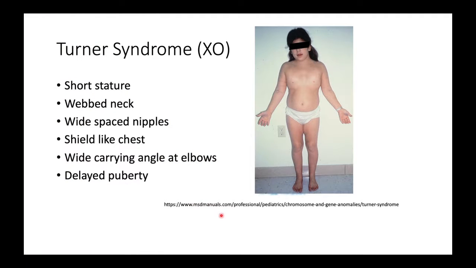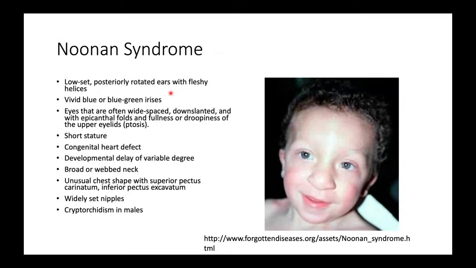Turner syndrome, which you guys recognize very easily: short stature, webbed neck, wide spaced nipples, shield-like chest, delayed puberty, and what this child is showing, which you didn't see in the other picture, is a wide carrying angle at the elbows. Noonan syndrome, these children have low-set posteriorly rotated ears, blue irides, wide-spaced eyes, down slanting of the palpebral fissures, some droopiness of the upper eyelids. They also have a broad webbed neck, unusual chest shape, wide set nipples, short stature, and cryptorchidism in males.